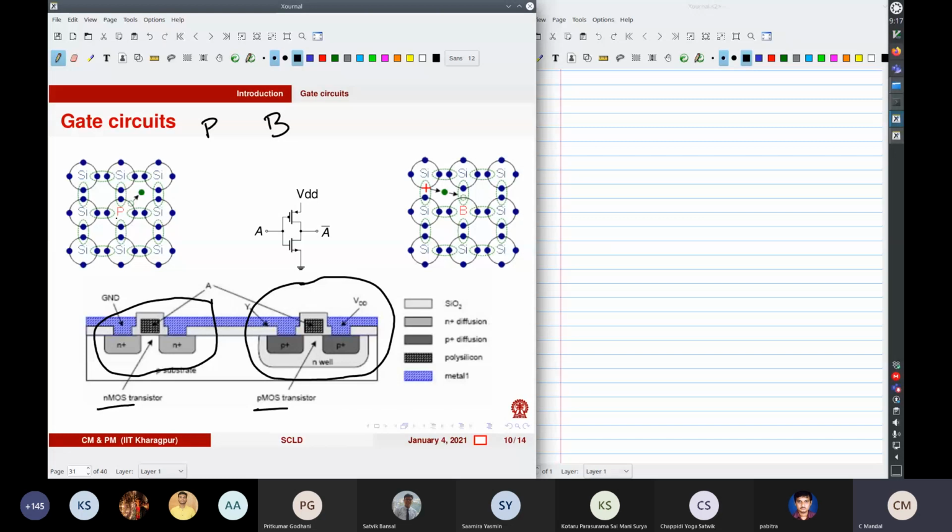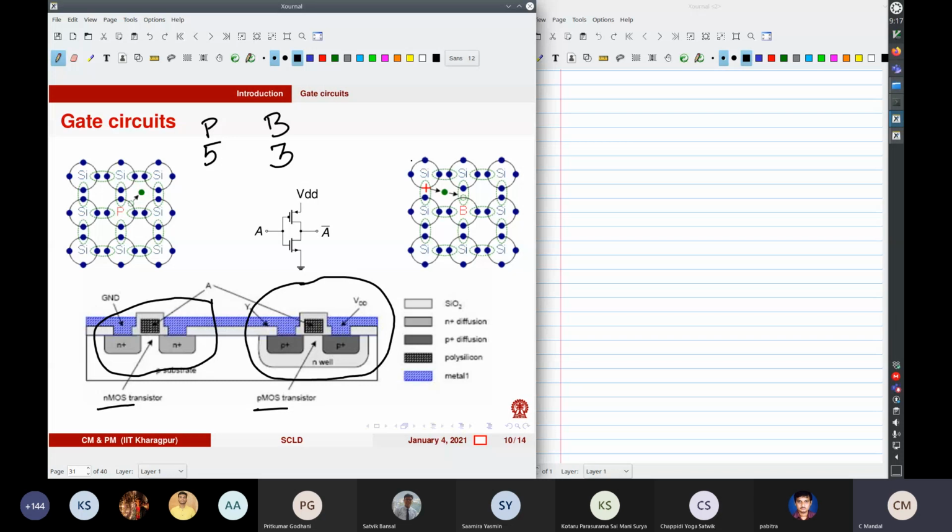The difference is that phosphorus is pentavalent, whereas boron is trivalent. Pentavalent means it has 5 electrons. In this lattice, it can use up only 4 electrons, so this one electron here is free. It doesn't bind to anything, so it's free. It can move around, and because it can move around, it can carry electricity basically.